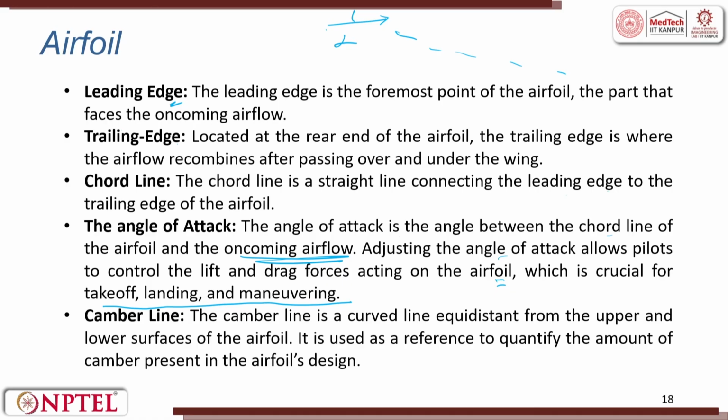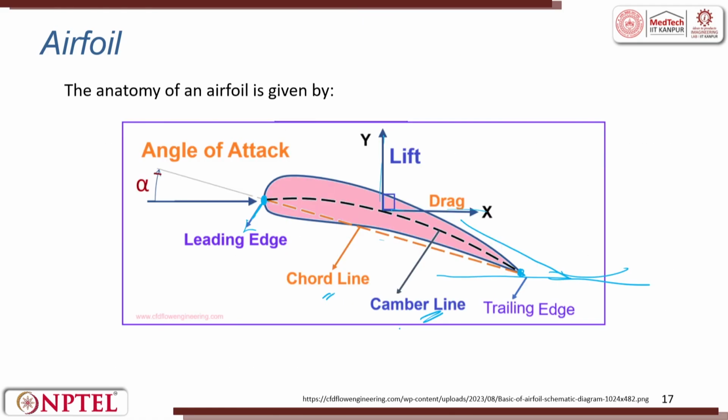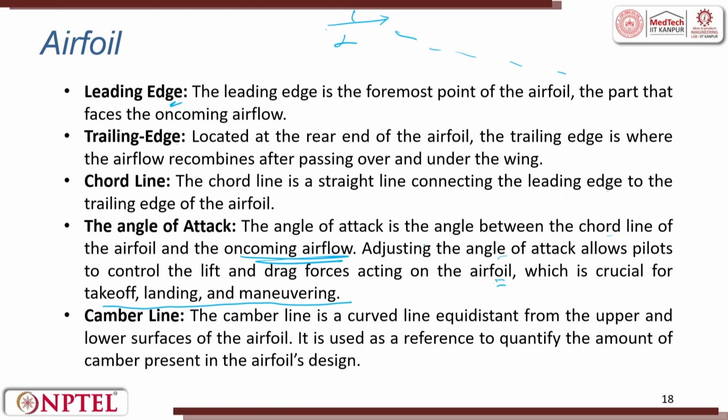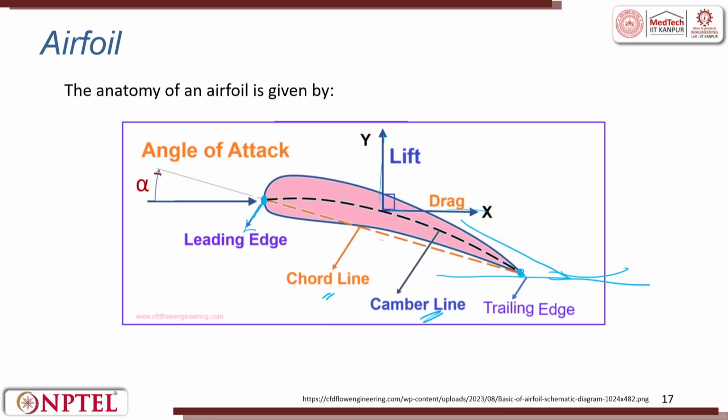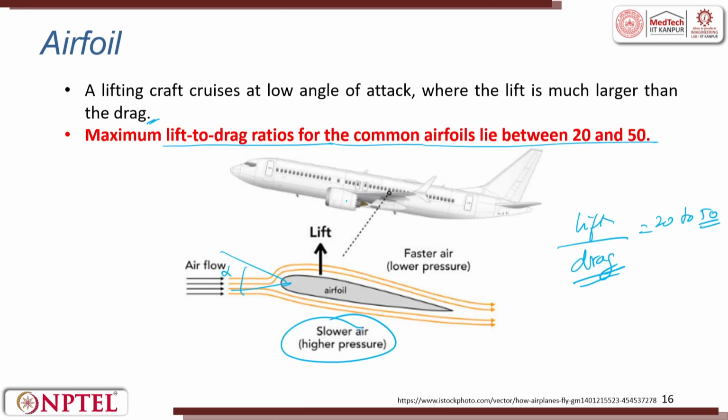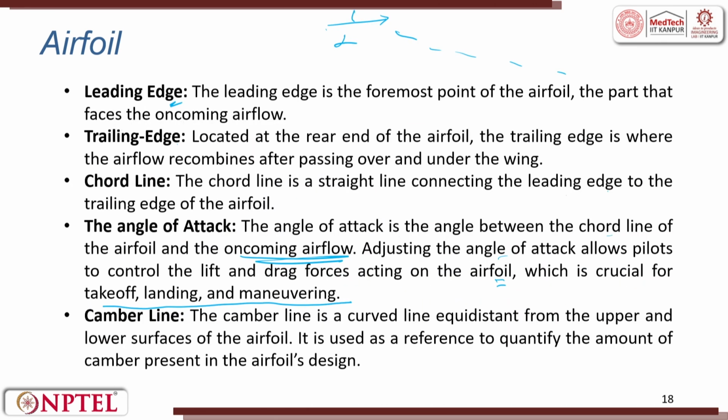The camber line is a curved line equidistant from the upper and lower surface of the aerofoil. So, this is the camber line, between the upper and the lower surface. It is used as a reference to quantify the amount of camber present in the aerofoil design. So, these two are very important, camber line and angle of attack.